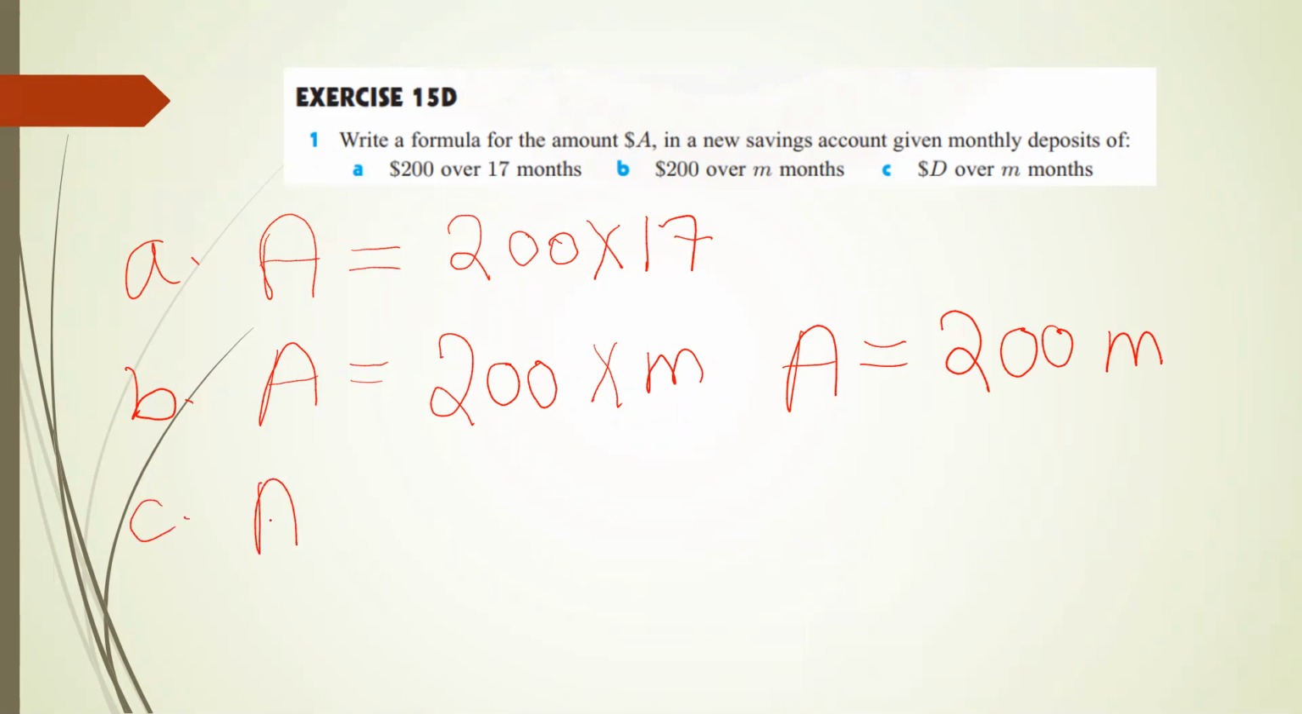C, the total amount is given by, he did not specify the amount of the deposit per month, but it said that it's D dollars. So it's going to be D multiplied by M. And of course, better to represent it as total amount equals DM. Okay, let's move to the next example.